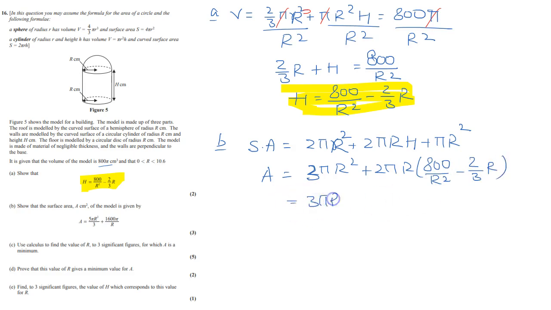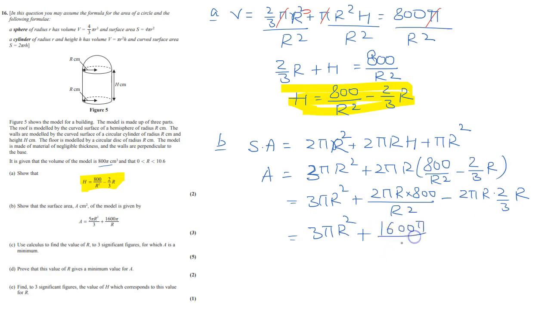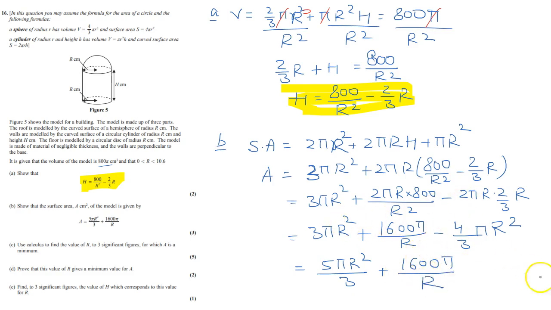So that is 3 pi r square plus 2 pi r multiplied by 800 over r square, minus 2 pi r times 2 over 3r. So that is equal to 3 pi r square plus 1600 pi over r, minus 4 over 3 pi r square. So 3 times 3 is 9 minus 4, 5. So 5 pi r square over 3 plus 1600 pi over r. So that is the part B.